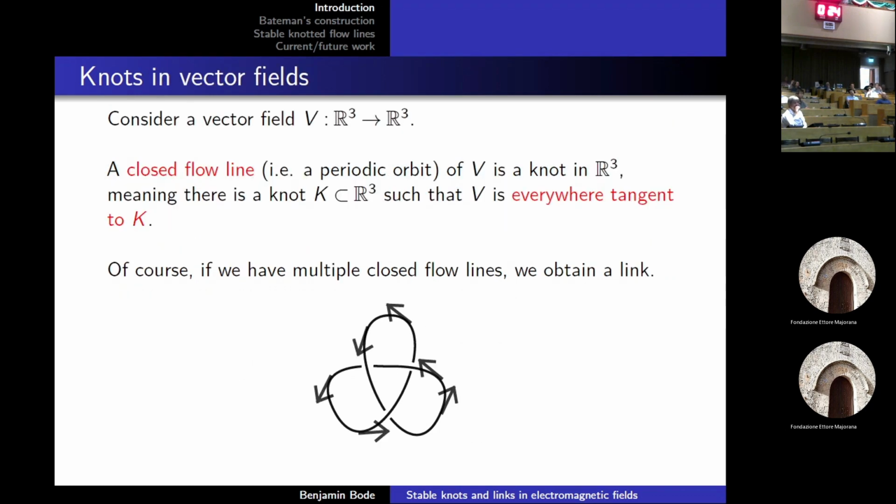And I'm interested in knots and vector fields. So you just consider a vector field on R3. And if you have a closed flow line, in other words, a periodic orbit of this vector field, then that will correspond to a knot in R3. Namely, you have a knot in R3 where this vector field is everywhere tangent to it, as indicated in this picture. And of course, if you have multiple closed flow lines, you get a link.